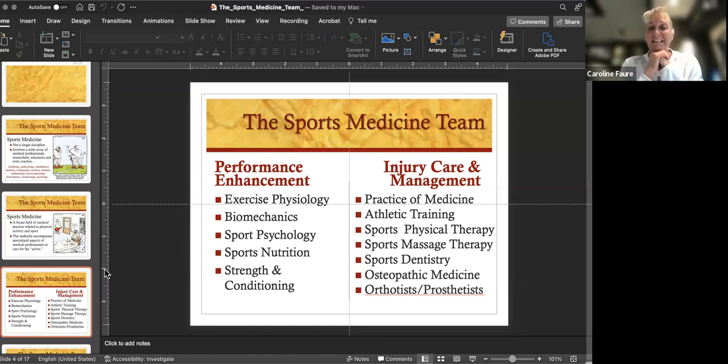The performance enhancement part of the sports medicine team, those people are equally as important. They deal with, in many ways, preventing the injuries from occurring in the first place. So think of your strength and conditioning coaches working to get athletes bigger, faster, stronger. Think of the exercise physiologists that work with understanding the performance aspects of blood lactate thresholds or VO2 max, what an athlete is capable of doing, and maybe we increase the amount of lung capacity that they have if they're a runner, so that they can go farther at a faster speed.